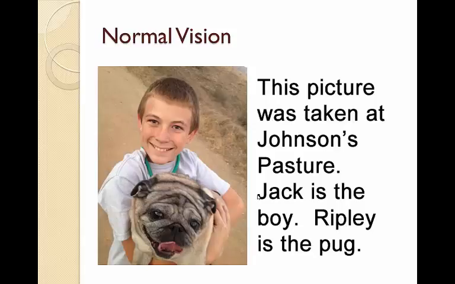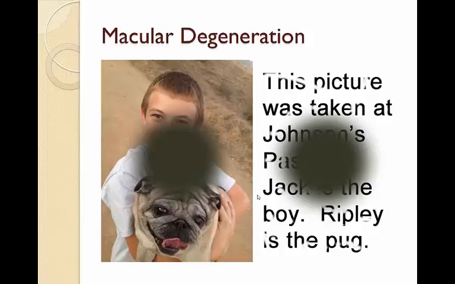This is a picture of normal vision. This picture was taken up at Johnson's pasture, and they look fine. So I'm going to give you some examples of some vision impairments that change the way the person sees the world. This is an example of macular degeneration.